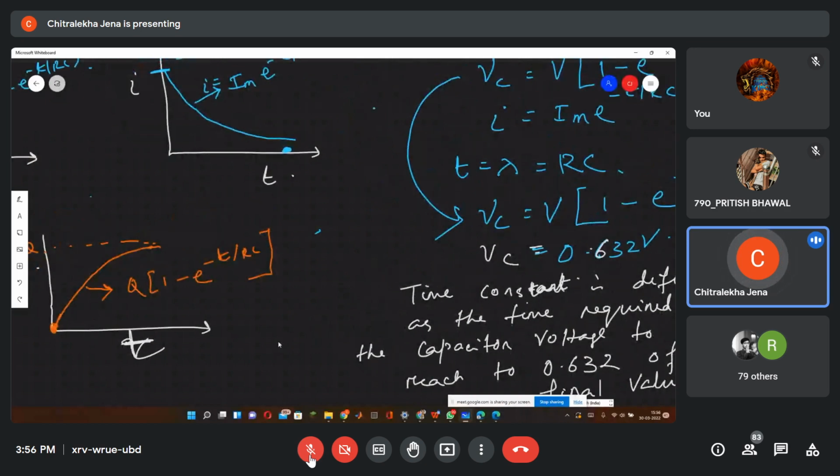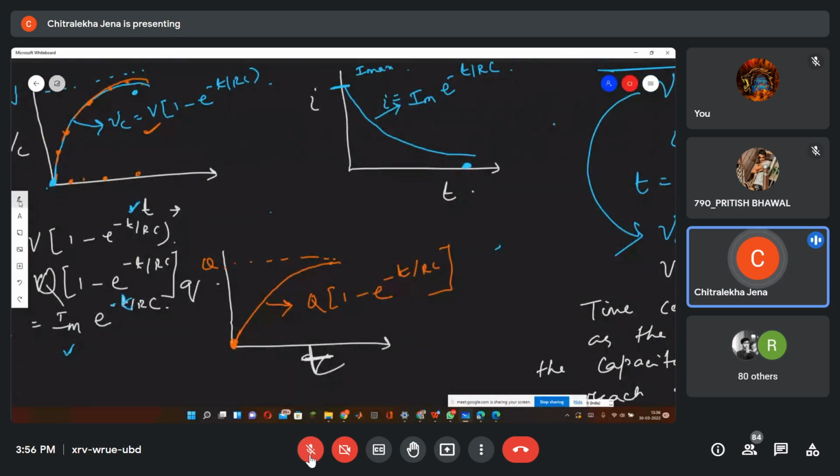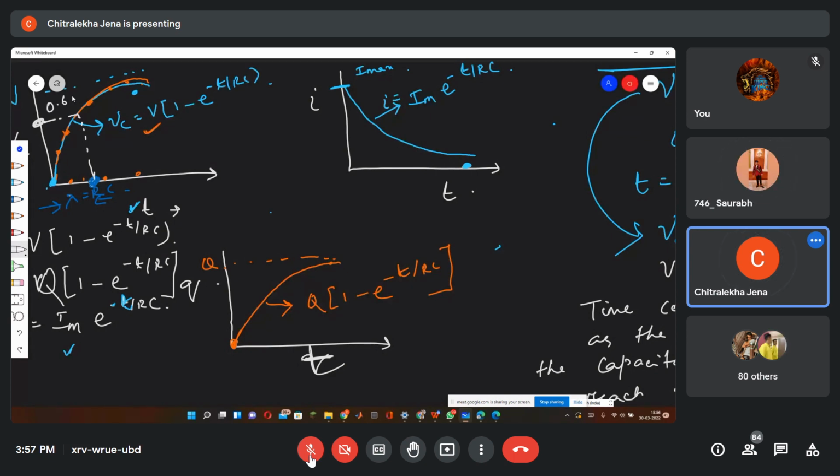So here I can show you the time constant. If I am taking the time constant as lambda, lambda is equal to how much? RC. Yes or no? So this will be equal to how much? Tell me. So this is your time constant. Am I clear to all of you? Yes, ma'am.